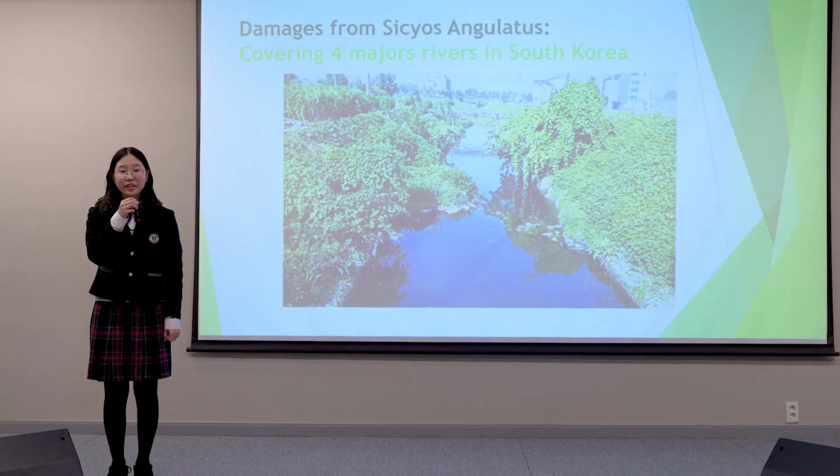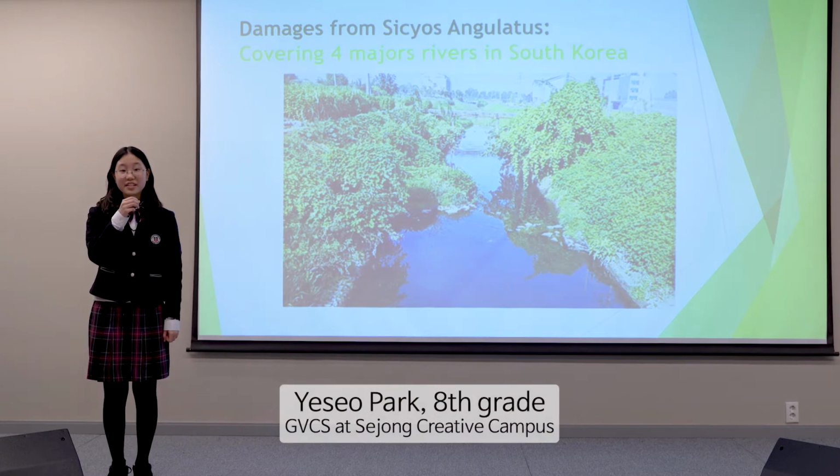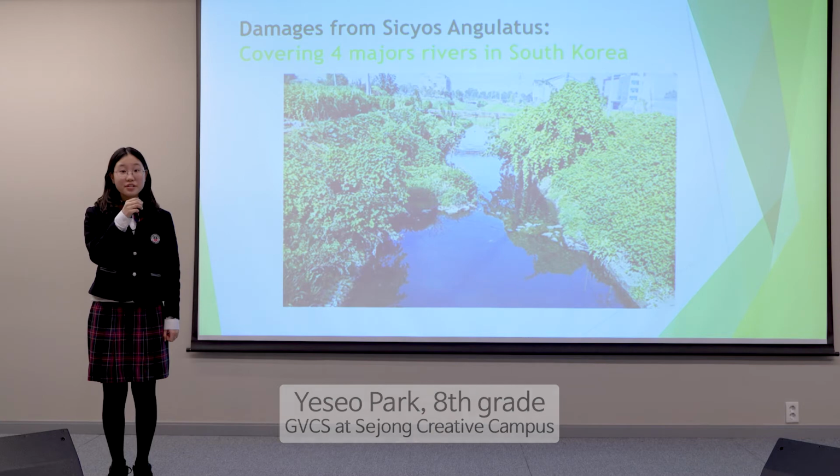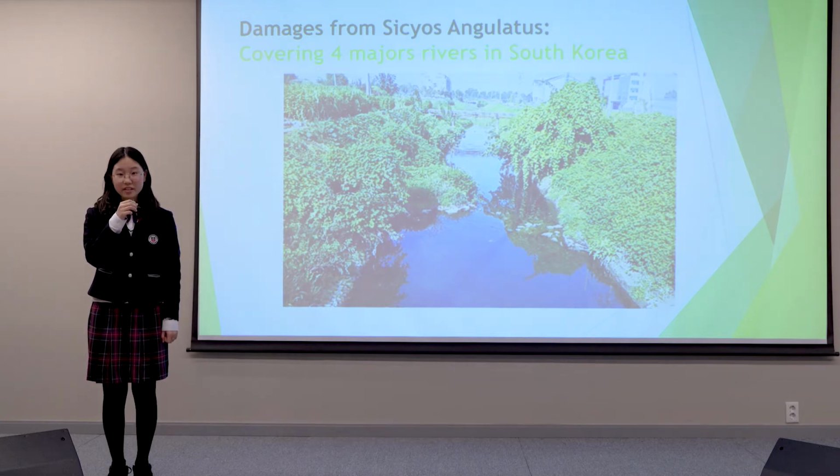Now, I'm going to talk in detail about the damage Sicyos angulatus has done to our ecosystem. First, Sicyos angulatus harms the balance of the ecosystem. It was designated an invasive alien plant in Korea in 2009. By blocking sunlight and nutrients, this plant kills both small and big trees. Therefore, wild animals go to another place, and that causes the decline of biodiversity.